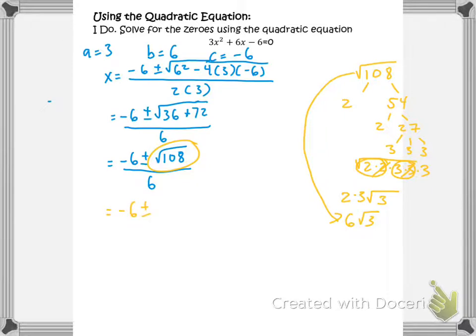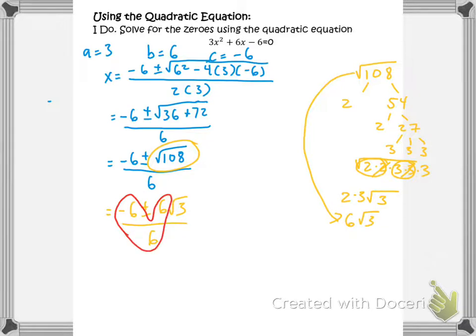-6 plus and minus 6 radical 3 over 6. Now, I don't think we've ever simplified this, so this is going to be your first time. When you're simplifying something like this, in order to simplify, you need to look at all 3 terms. Some of us might just want to do like this, or just like this, but both cases would be wrong. You need to simplify all 3 terms. So this term, this, and this.